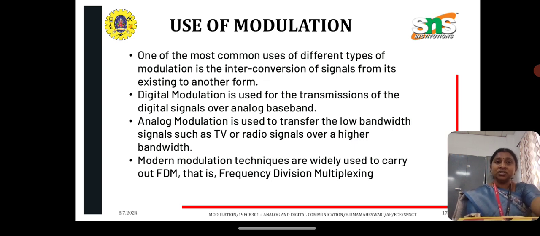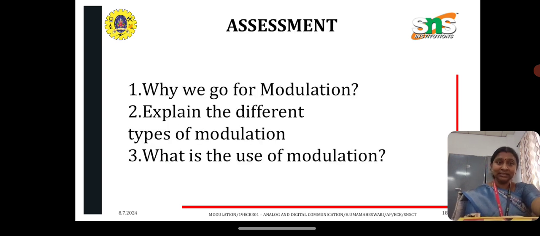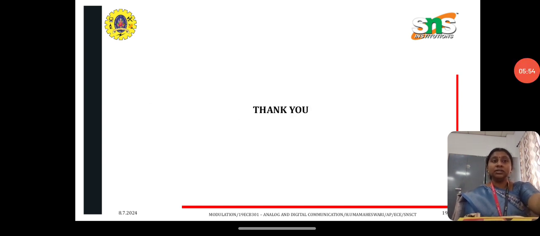Then the various uses of modulation: one of the main uses of the different types of modulation is the interconversion of signals from their existing form to another form. Digital modulation is used for the transmission of digital signals over the analog baseband. Angle modulation is used to transfer low bandwidth signals such as TV or radio signals. It is also used in modern digital multiplexing techniques. So the assessment is why we go for modulation, how the different types of modulation are used, and what the use of it is.